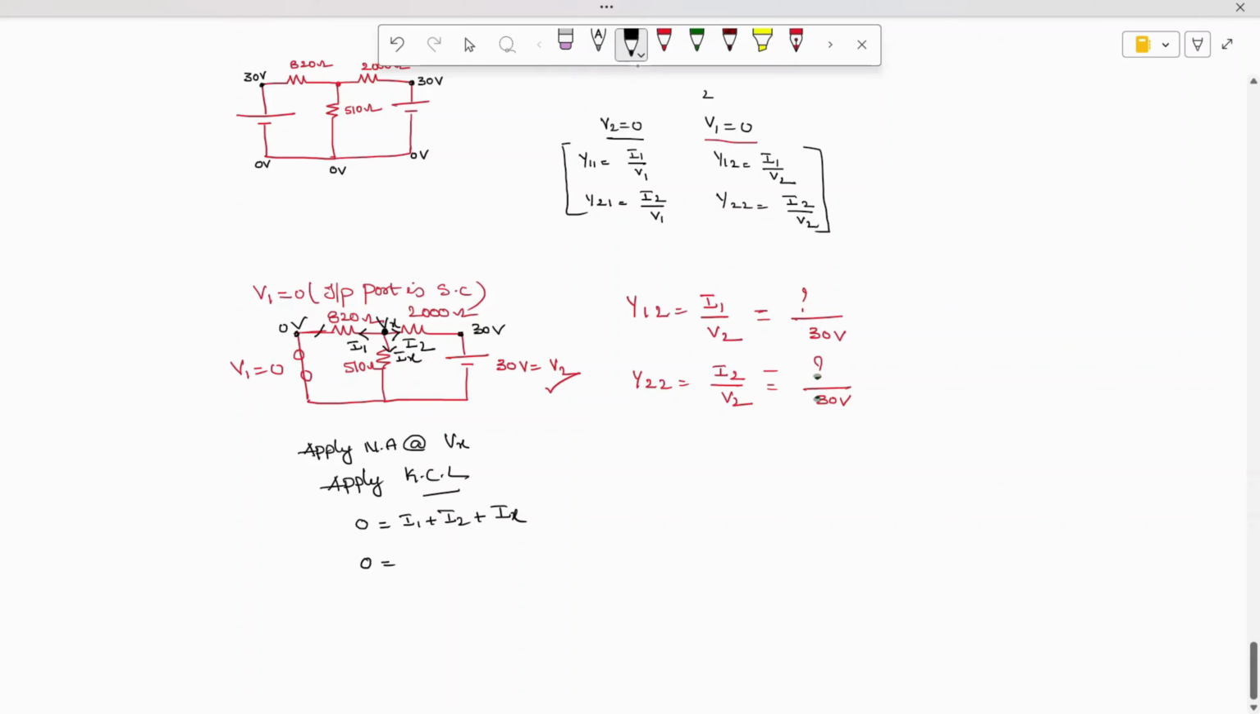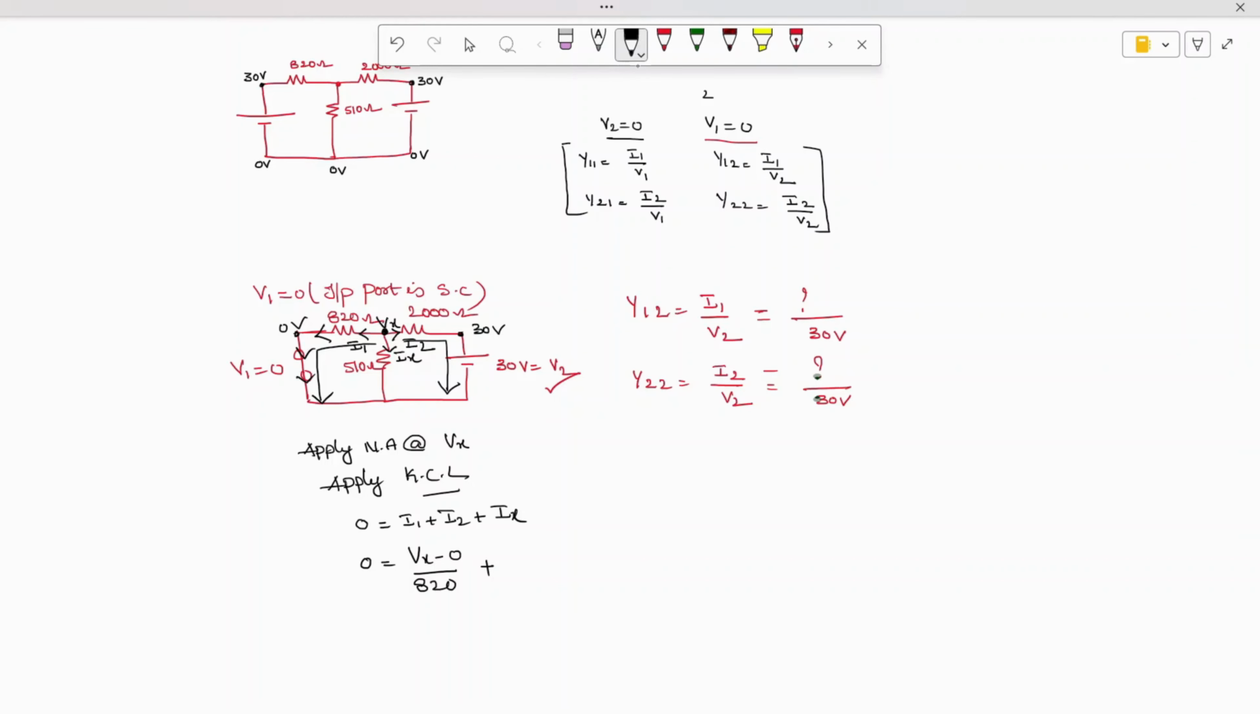So how do we write the current I1 which is flowing in this branch? I can write I1 as Vx minus 0, high potential minus low potential, divided by R. R value is 820. Then, how do we write the current I2 which is flowing in this branch?